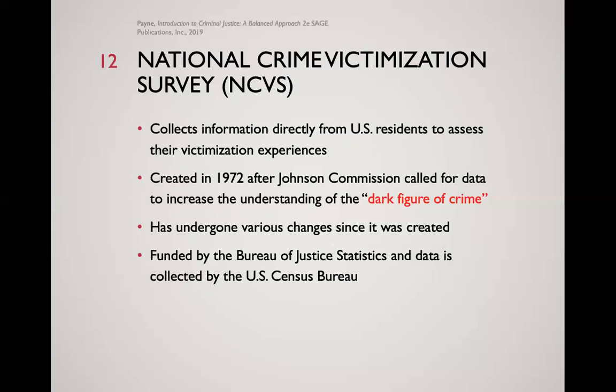The NCVS collects information directly from U.S. residents to assess their victimization experiences. It was created in 1972 after the Johnson Commission called for data to increase the understanding of the dark figure of crime. The dark figure of crime, by and large and plain and simple, is the crime that goes unreported to the police. That is very important to know, and it's very important to associate that with the NCVS. The goal of the NCVS is to get at that dark figure of crime.